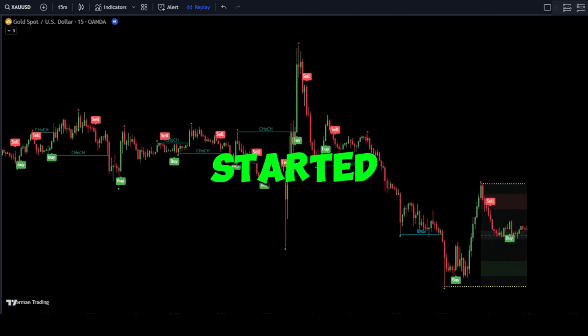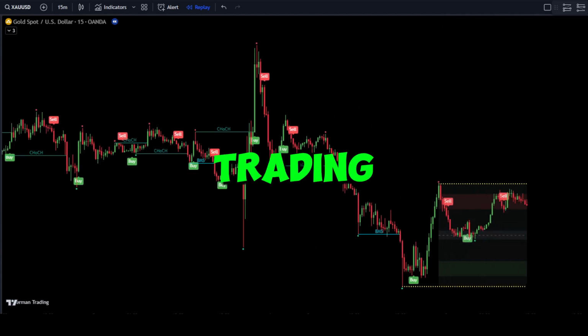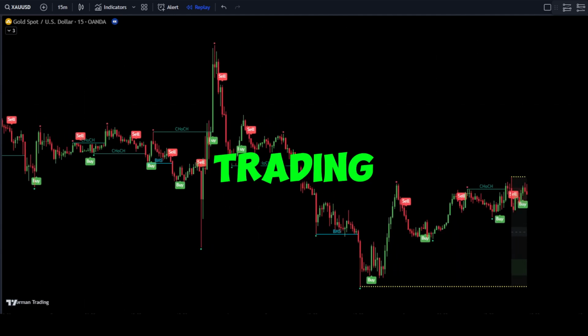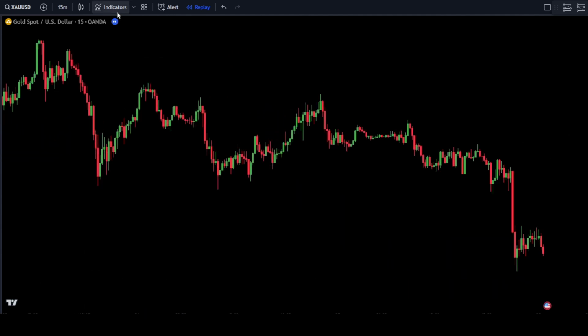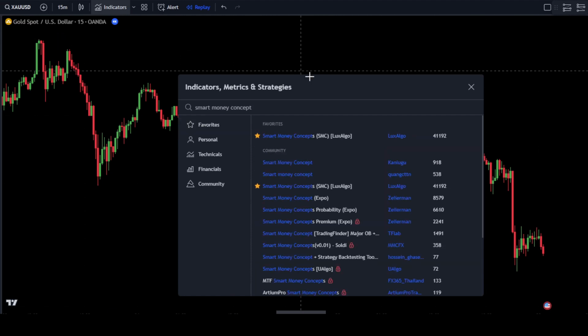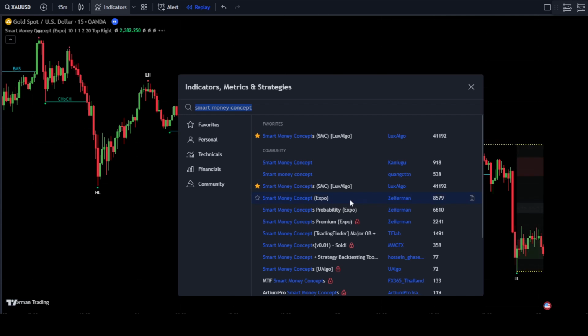Let's get started. To use this trading strategy, you can start by logging into TradingView. Next, go to the Indicator Search tab. In the search bar, type Smart Money Concept. Then select Smart Money Concept Expo by Xauusd.